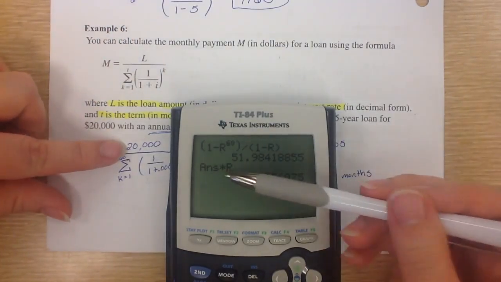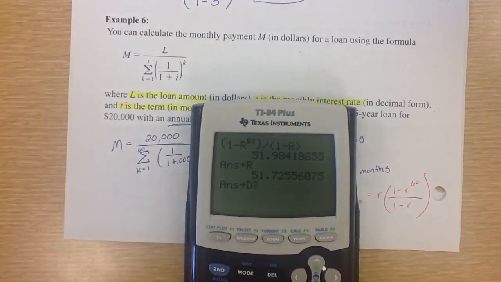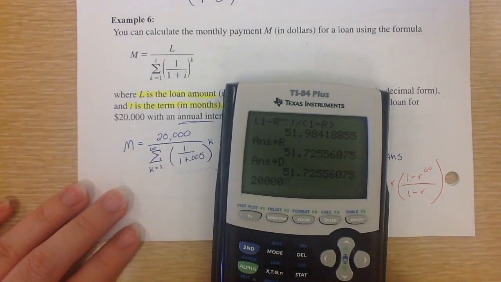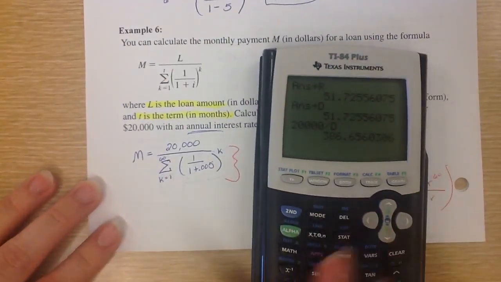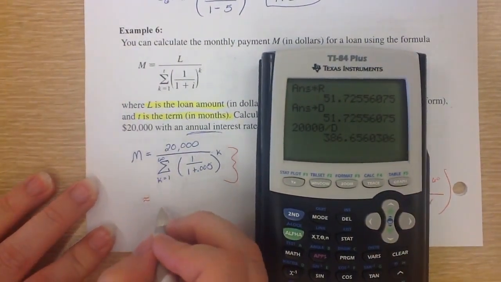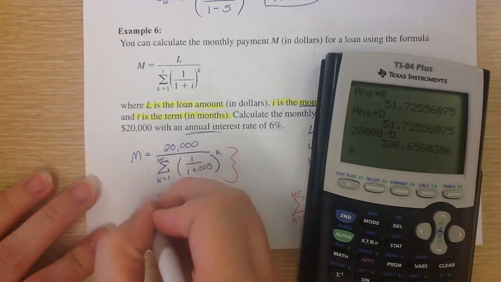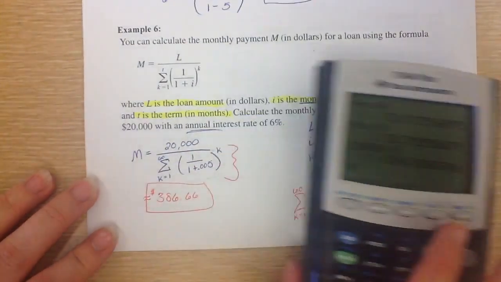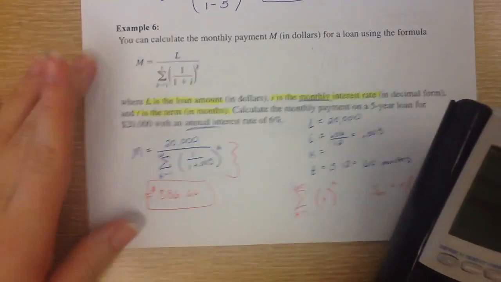5172556075. So we want to take our 20,000 and divide it by that. So to prevent rounding error, I'm going to store that again. Store. And I'm going to store that as alpha D for denominator. So there's my D. So now to figure my monthly payment, I need to take 20,000 and divide it by my denominator, alpha D. So my monthly payment is approximately $386.66. And I didn't do any rounding until the very end. So this is the most exact answer we can get, since storing gets rid of that rounding error because you're not doing any rounding until the end.